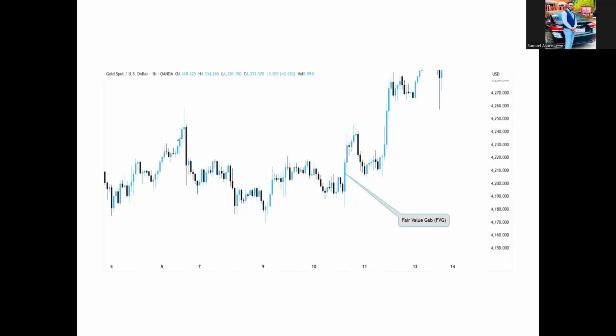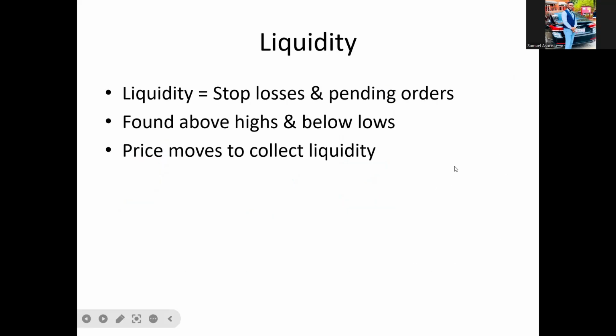After understanding order block and fair value gap, what again do you need to understand? The next term we are going to talk about is called liquidity.